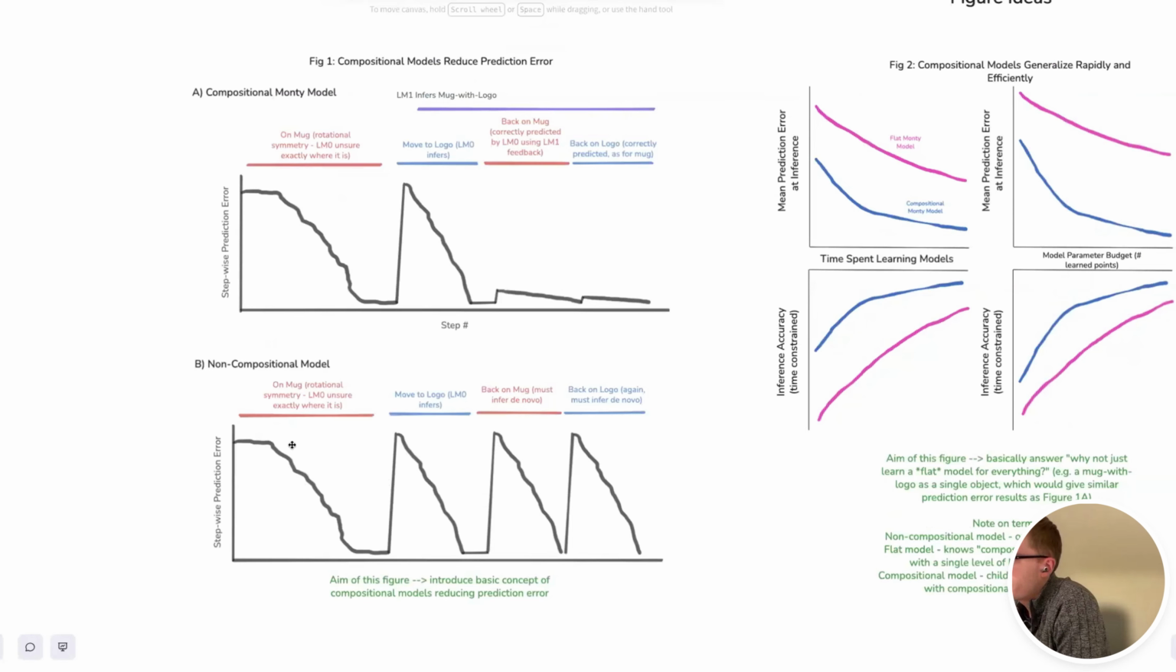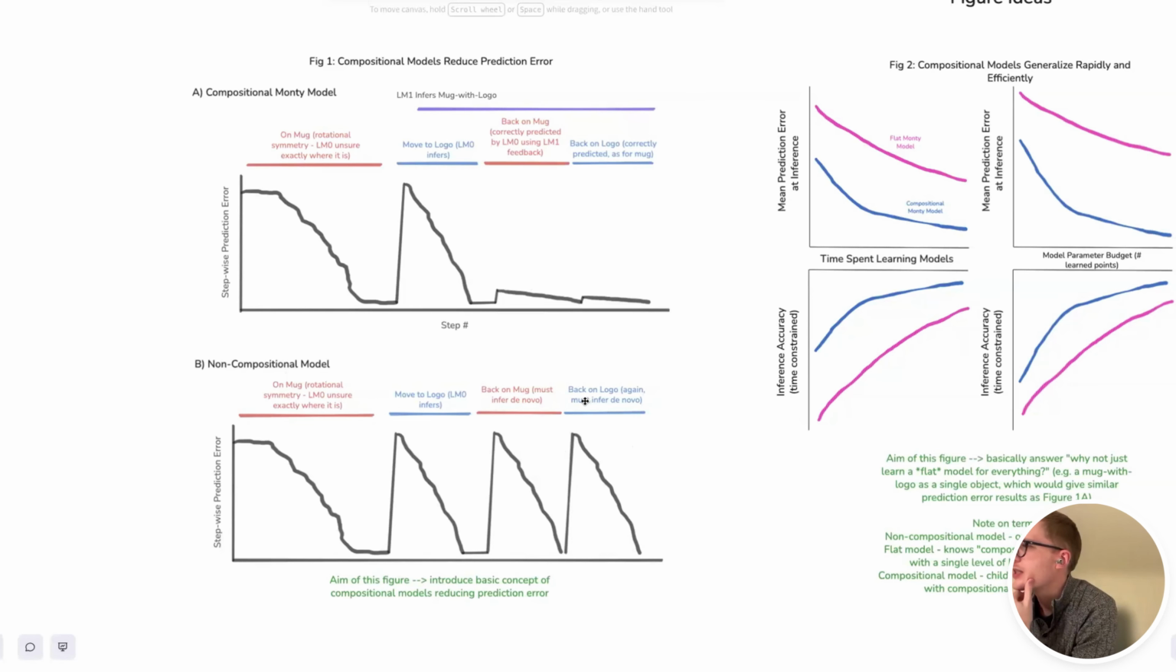The alternative is a non-compositional model where you only know about mugs and logos, so every time you move onto one of these objects from the other, you're going to be surprised and basically have to re-infer what you are looking at. This will basically be the plot we want to get once we add top-down connections. Exactly, yeah.